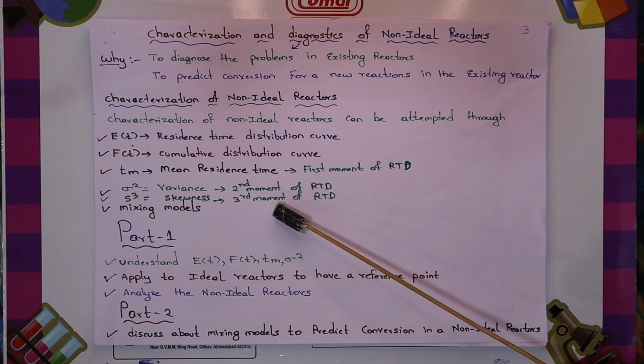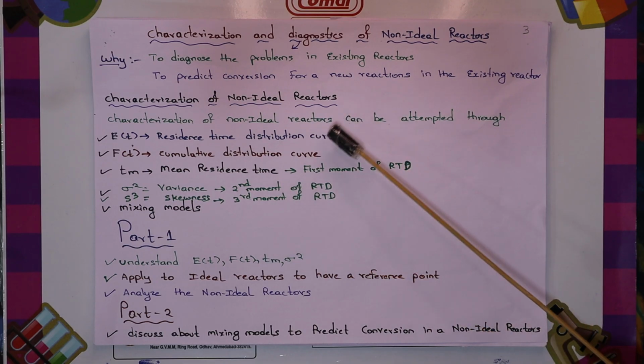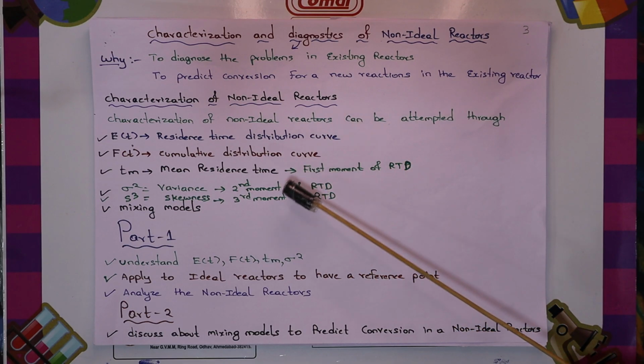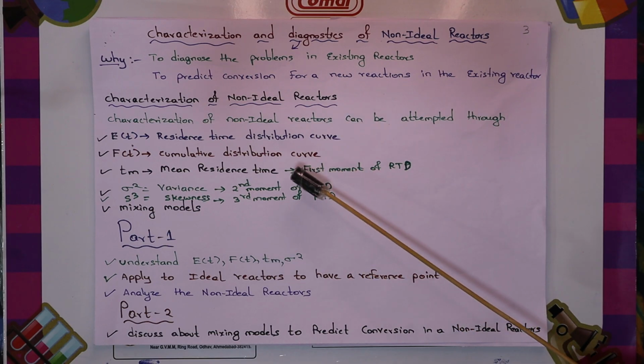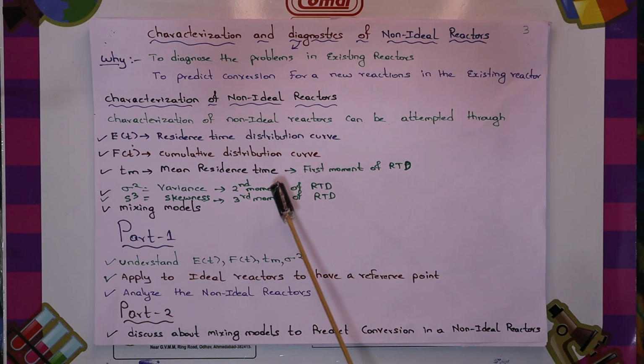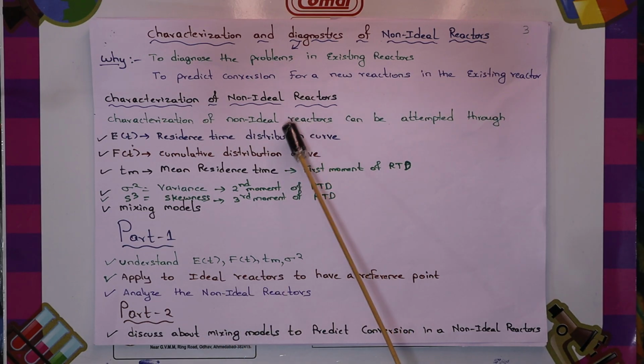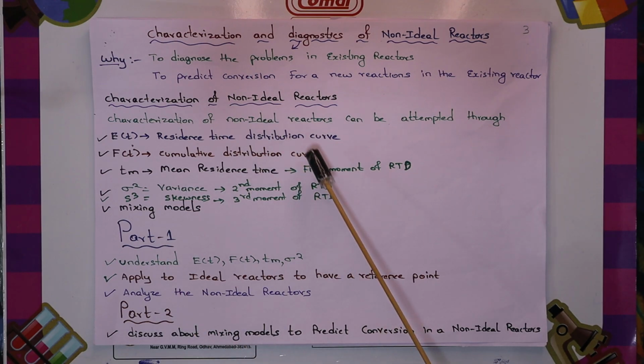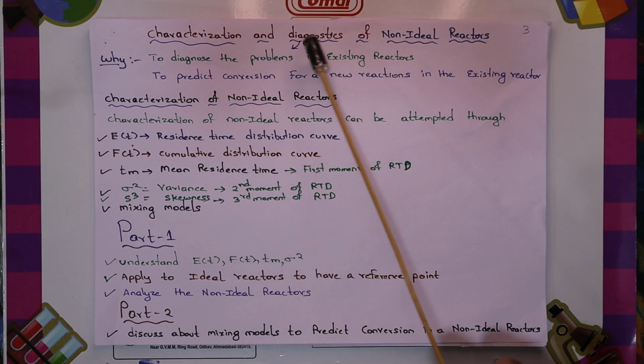Then we applied these characterizations, that means finding the E of T and F of T curves with respect to ideal models. Because if you know how these curves look for the ideal reactor, then we have a reference point to judge what kind of non-ideal reactors we have. Through the residence time distribution analysis, we did comparisons and then diagnostics and troubleshooting.